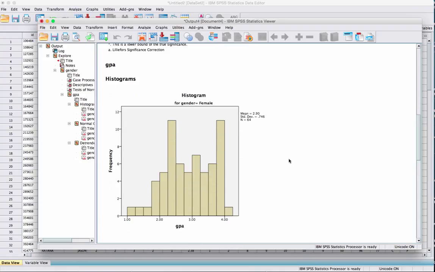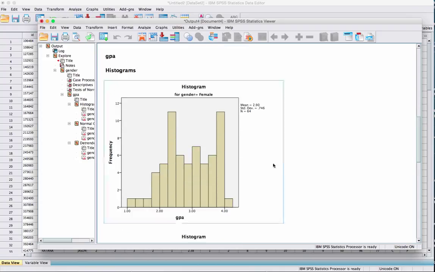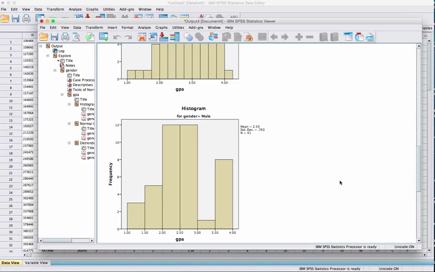So if we look at this histogram for females, we can see that we sort of have a bimodal distribution. In other words, we have two peaks, and that we have skewness here in the negative direction. This is the negative part of the distribution. Now males, it's not bimodal.